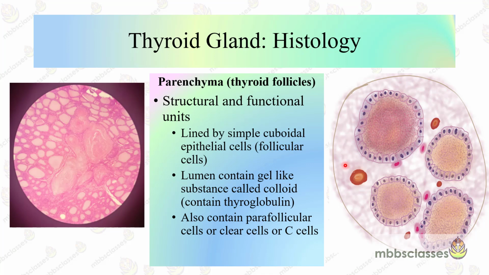So this is a schematic diagram showing the thyroid gland. This is the loose areolar tissue. This is the stroma. These are the follicles. The follicles are lined by cuboidal epithelial cells that secrete the colloid, and this colloid is there in the follicles. And this colloid contains thyroglobulin. And there are a few parafollicular cells that are responsible for secretion of calcitonin. They are also called clear cells or C cells.